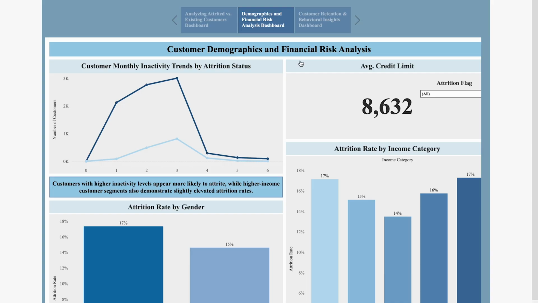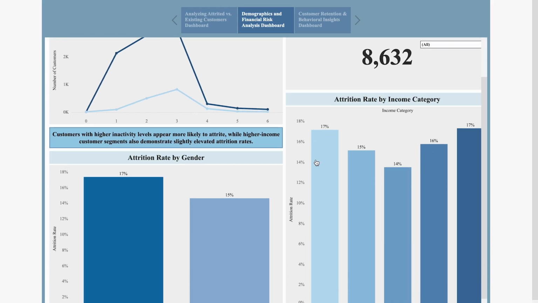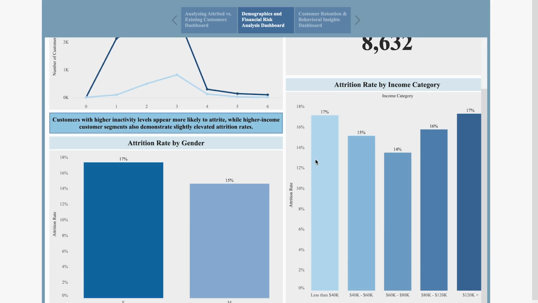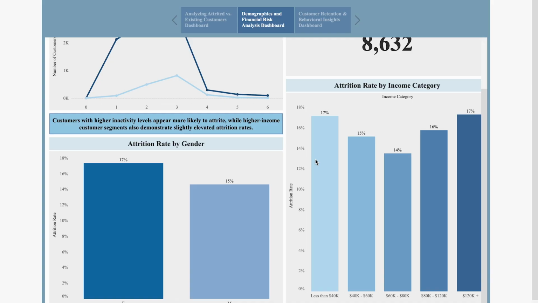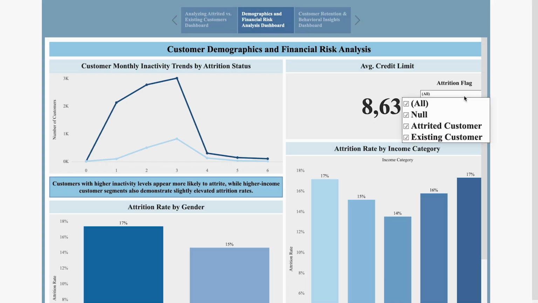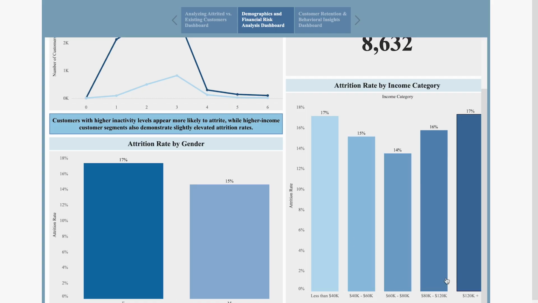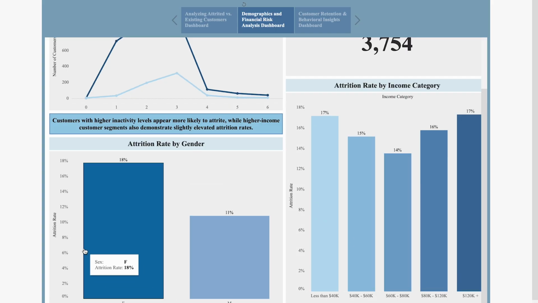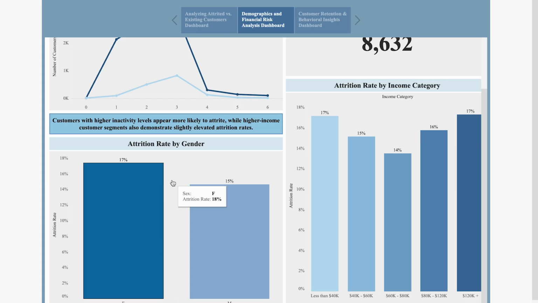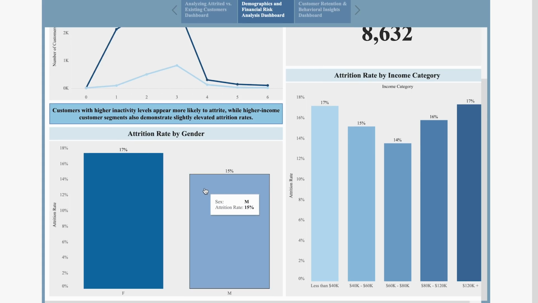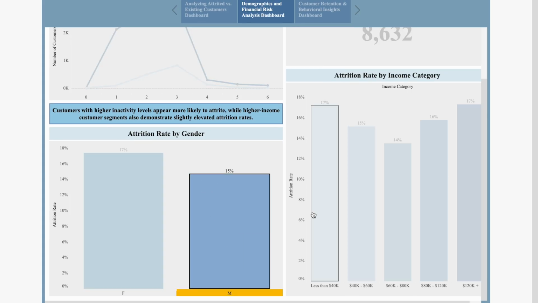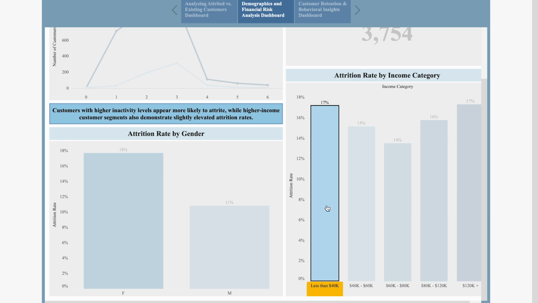Now here we have our demographic and financial risk analysis. On this one, we focus on customer demographics and spending behavior. We compare attrition across gender and income categories, helping us better understand how customers' characteristics may influence attrition. Right here we have a filter where you can see the difference between attrited customers versus existing. We have the attrition rate by income and right here attrition rate by gender. You can also click on one of the bars, so you can see the difference between male and female, and you can also choose the income that you want.